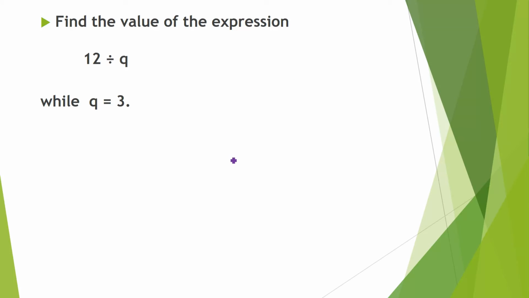Next is find the value of the expression. This is the expression, but you should be very careful about the sign. So this is division sign. Be careful. It is not minus or positive. It is division. So you have to find 12 divided by q, and the value of q is 3. So wherever you will see q in this expression, you have to plug in 3. How? See, 12, and this is the division line, and instead of q you can write down 3. So 3 1 time 3, 3 4 times 12. The 4 is your answer.